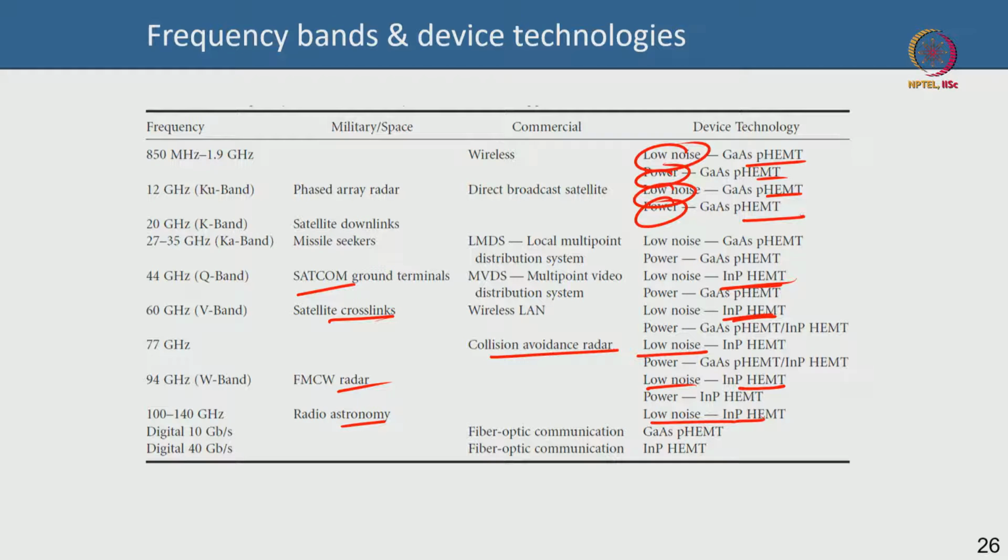And high speed digital communication, when you are talking about 40 Gbps, this is about 10-12 years back by the way. When you talk about really high speed digital communication, indium phosphide is used. When the requirement is not so high, 10 Gbps, people can still use gallium arsenide pseudomorphic HEMT, okay.